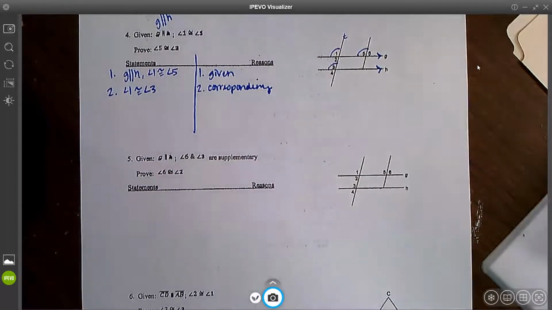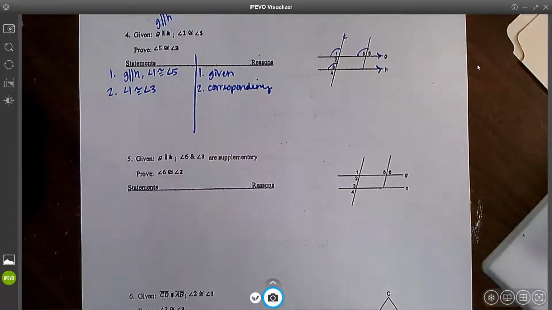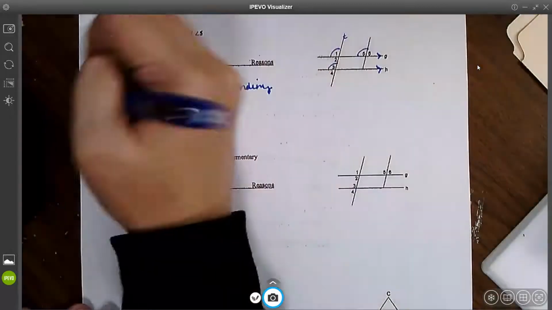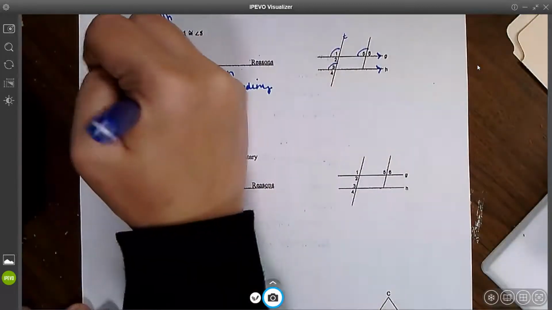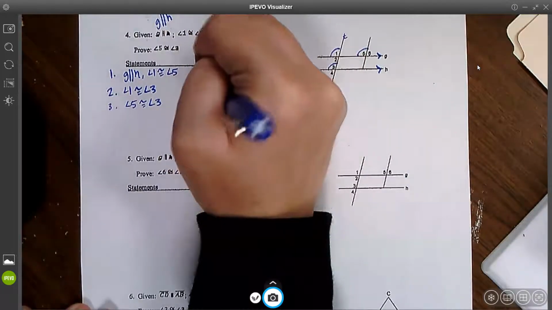So now that I've related angle 1 to 3, and angle 1 has already been related to angle 5, I could use the transitive property to say, well, if 1 is congruent to 5 and 1 is congruent to 3, then 5 and 3 must also be congruent. So angle 5 is congruent to angle 3 by the transitive property.